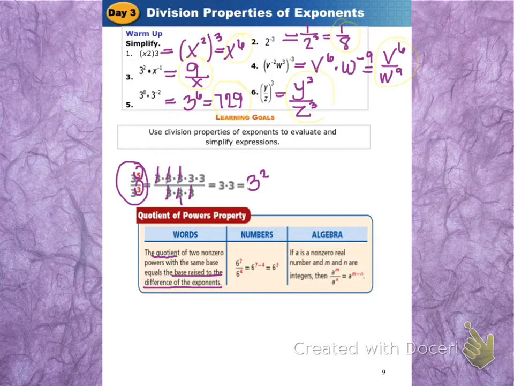Another numeric example of this property would be 6 to the 7th divided by 6 to the 4th, which is 6 to the 7 minus 4, or 6 to the 3rd power. This can also be applied when we're dealing with variables. If we had a to the m power divided by that same base a raised to the n power, that would be the same as a to the m minus n power.